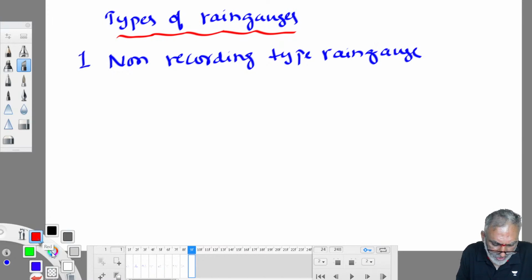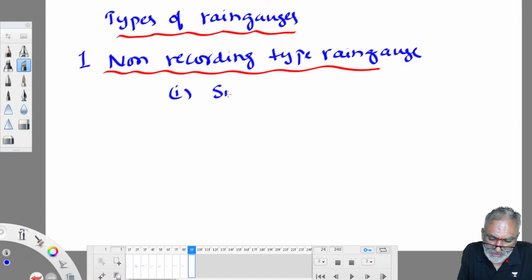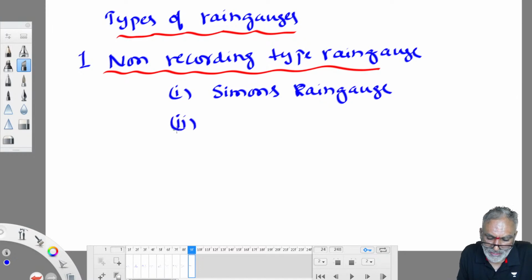Among non-recording type rain gauges, the popular one in India is Symons rain gauge, and the IS rain gauge. The Symons rain gauge is universal, but some places in India may not be accommodated by it, because many places in India receive heavy rainfall. Therefore, it doesn't have enough capacity to hold all the rainwater. So, to suit our needs and requirements, we have developed the IS rain gauge, the Indian Standard Rain Gauge, with some improvements made to the Symons rain gauge to suit Indian conditions. So this is popular in India.